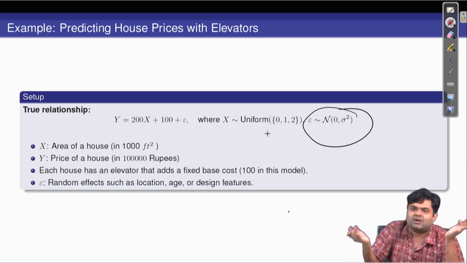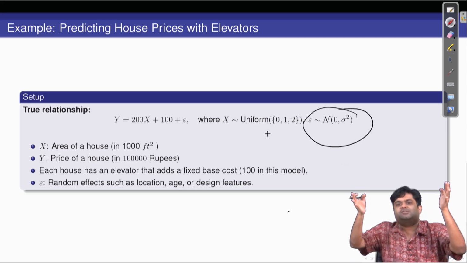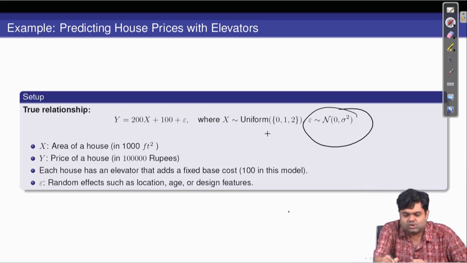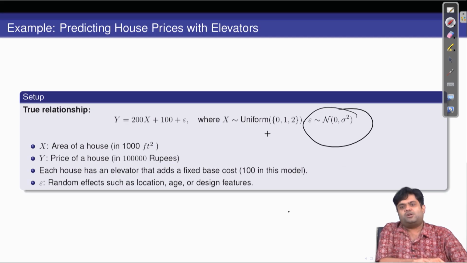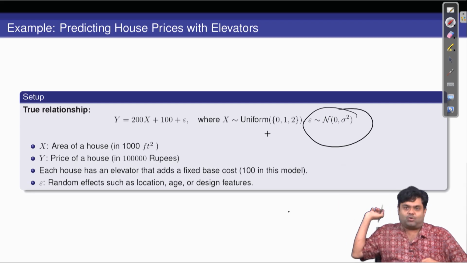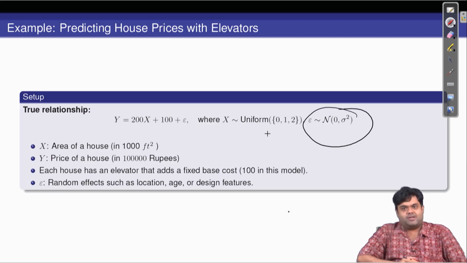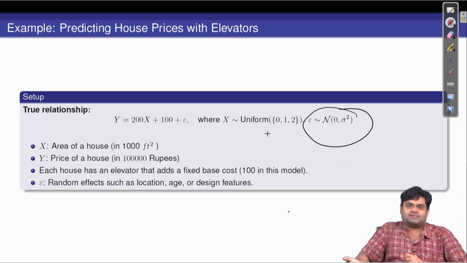Generally, builders make houses of this many square feet, this many square feet, this many square feet, and so on. So X takes values 0, 1, 2, let us say fixed, there are 3 potential values for X, each has the same probability. So this already gives you the distribution of Y. The epsilon follows distribution normal 0 sigma square, that is, for a particular fixed value of X, Y becomes normal with mean 200x plus 100 and variance sigma square.